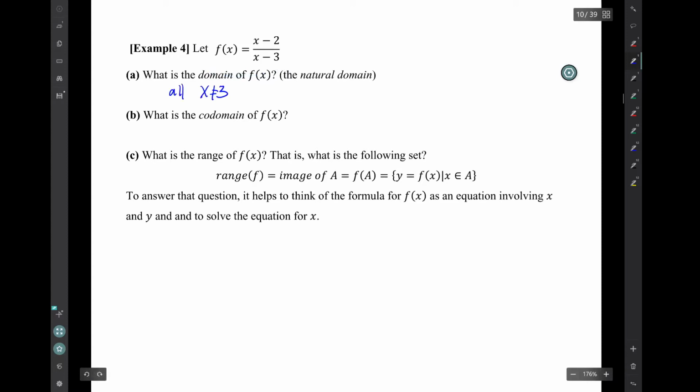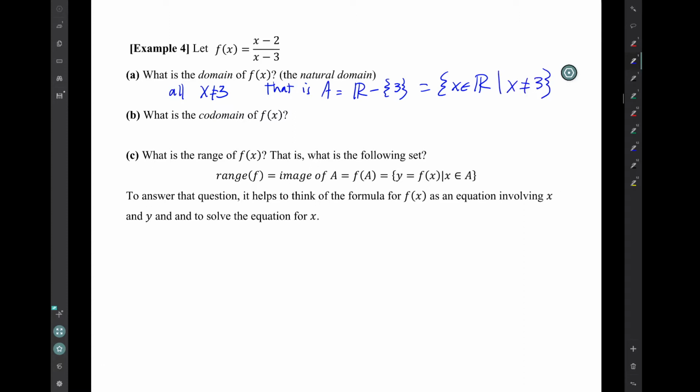I'm going to give that set a name. I'm going to call that set A. What's the codomain? Well, remember the codomain just means the set where the outputs live. The result of doing this computation will be a real number, so the fastest way to answer this question is to say the codomain is the real numbers.